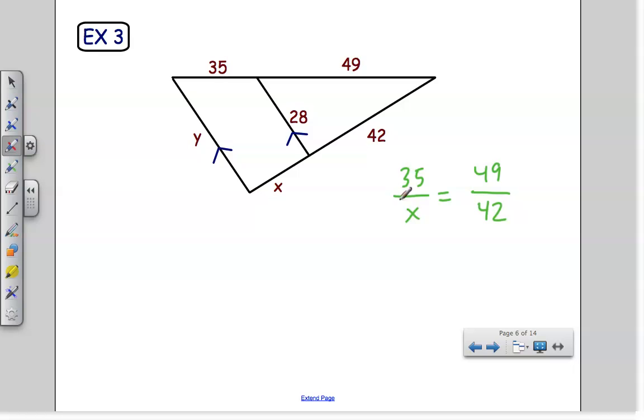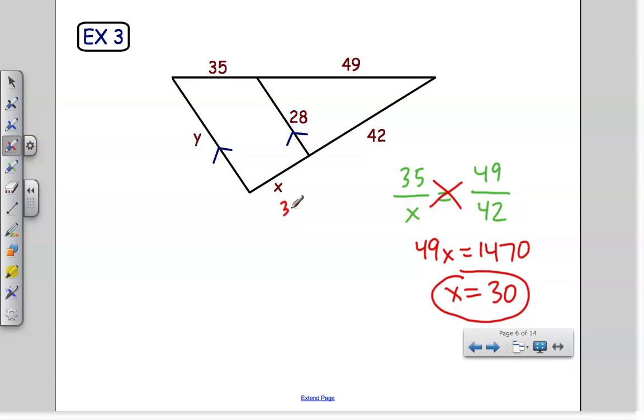And let's cross multiply to find x. So I get 49x equals 35 times 42, which is 1,470. Dividing by 49 is 30. Does that seem like a reasonable number? Yeah, I'd say 30 looks pretty good.